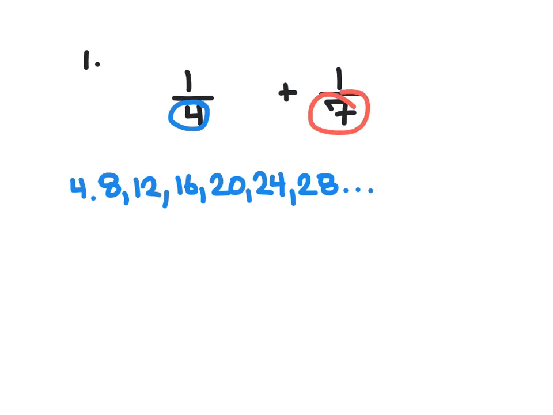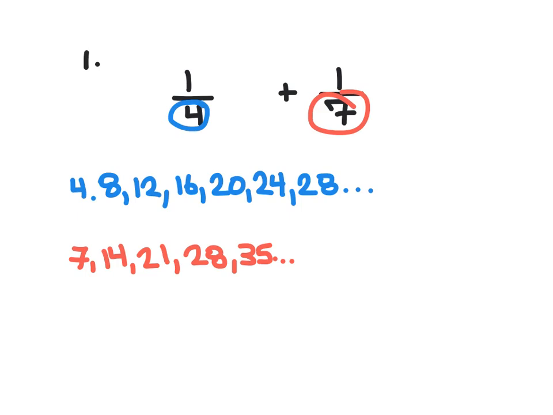My second denominator is a 7, so I'm going to count by 7s now to see my multiples of 7. 7, 14, 21, 28, 35, and so on. Now, if you know your times tables, you probably will not have to do this. However, if you do not know your times tables or have them memorized, this will be a helpful trick for you.